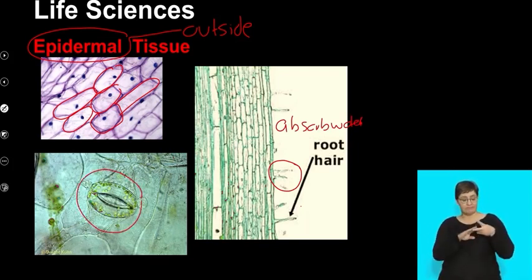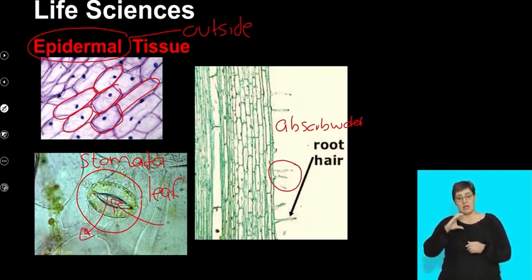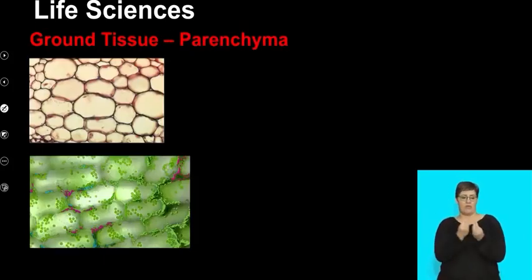Next thing, what is this? It's a specialized epidermal cell, the same as the root. It is a stomata. Where is it found? On a leaf. Why? It can open and close. Things can go in, things can go out. Gases, water, transpiration, as you looked at that concept when we looked at how things move through the body.